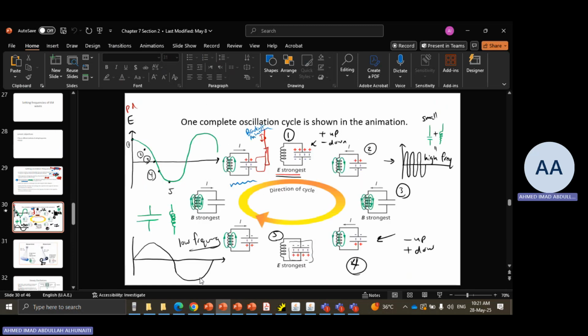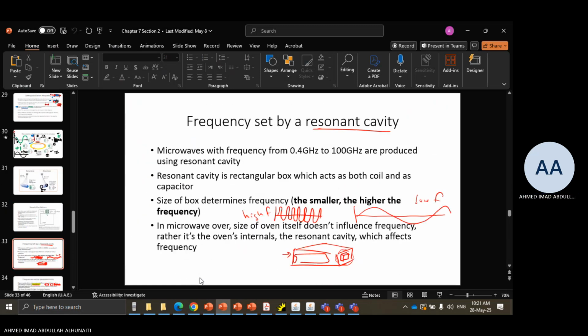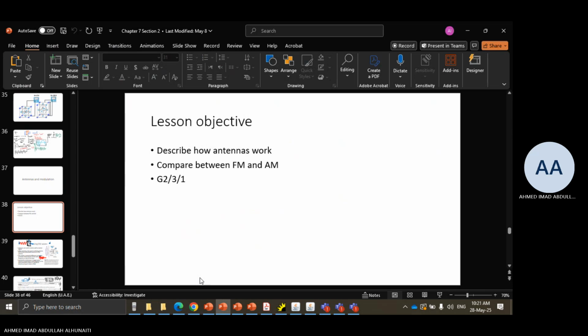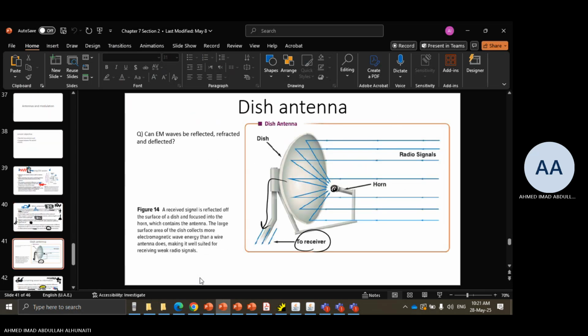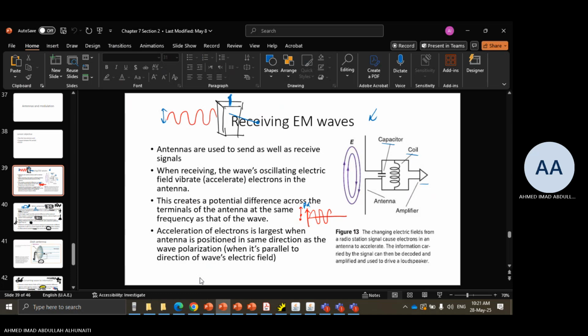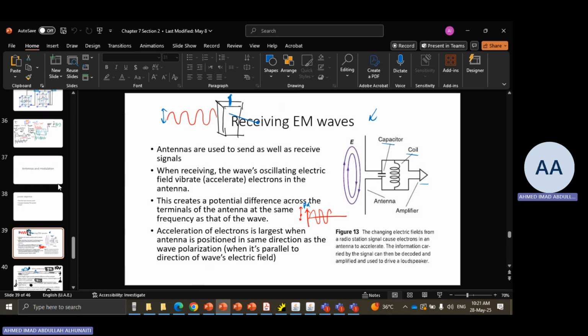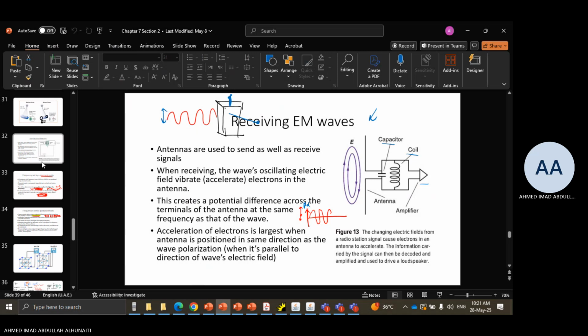Just a second, boys and girls. Yeah. So the acceleration of the electrons, no, not here. My apologies.